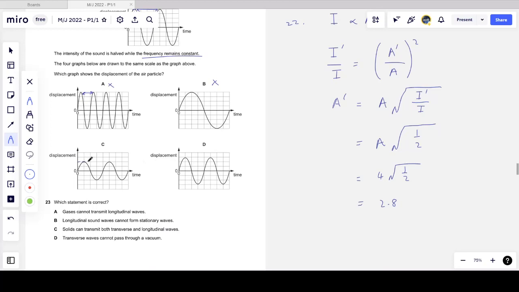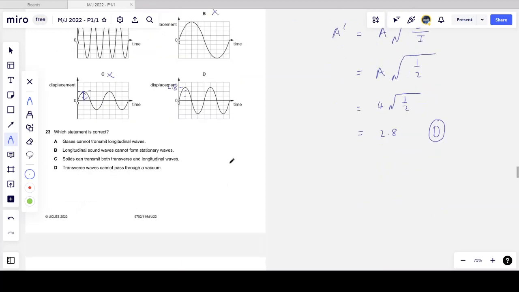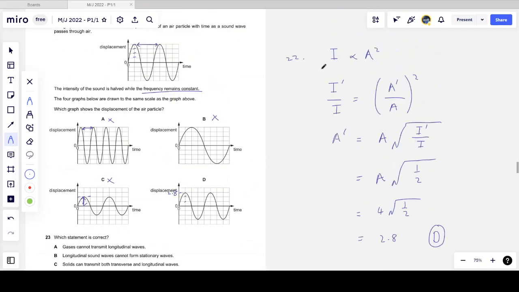C is 2 blocks in height, and so the amplitude is not correct. But D has 1, 2, and just under 3 blocks, 2.8, which is the new amplitude, which makes sense and that agrees. And so the correct graph for displacement versus time is option D. A little bit of manipulation of the understanding of the relationship between intensity and amplitude.